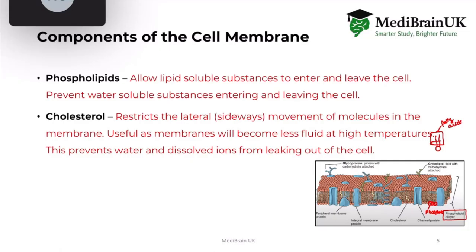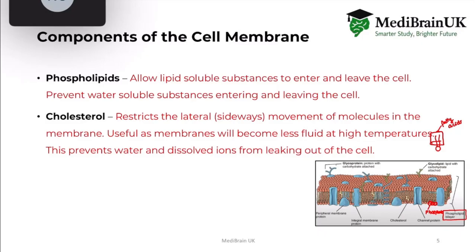The cholesterol will restrict the movement of molecules in the membrane. You don't want molecules moving around in the membrane. You want it to have that solid structure. You don't want channel proteins moving from place to place. You don't want intrinsic proteins to be moving. You don't want glycoproteins or glycolipids moving or anything like that. So the cholesterol will make sure that the movement between the molecules in the membrane is reduced. That means that they will become less fluid at high temperatures. This means that water and dissolved ions can't leak out of cells.